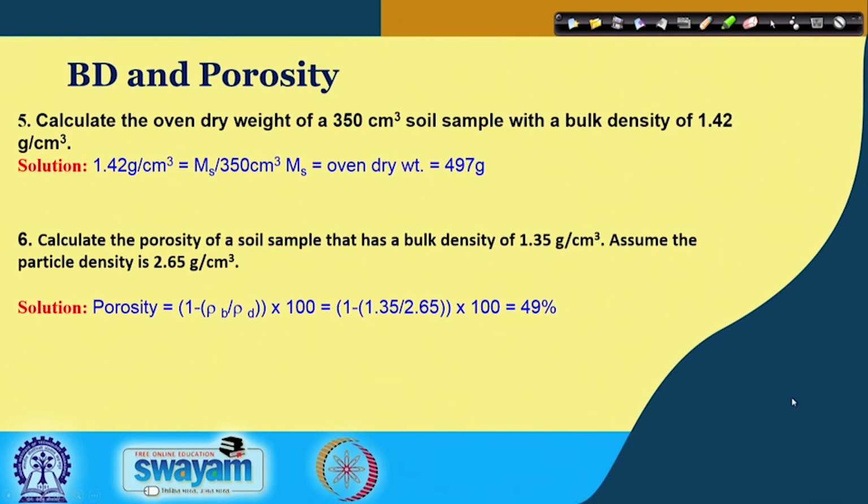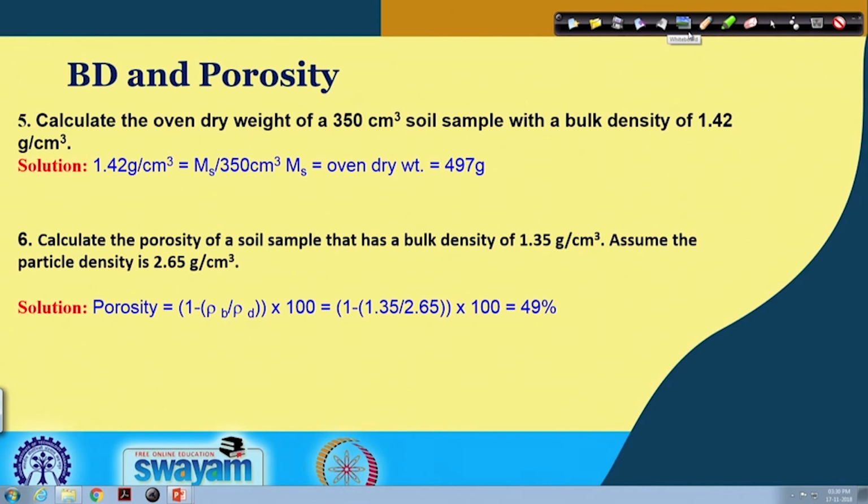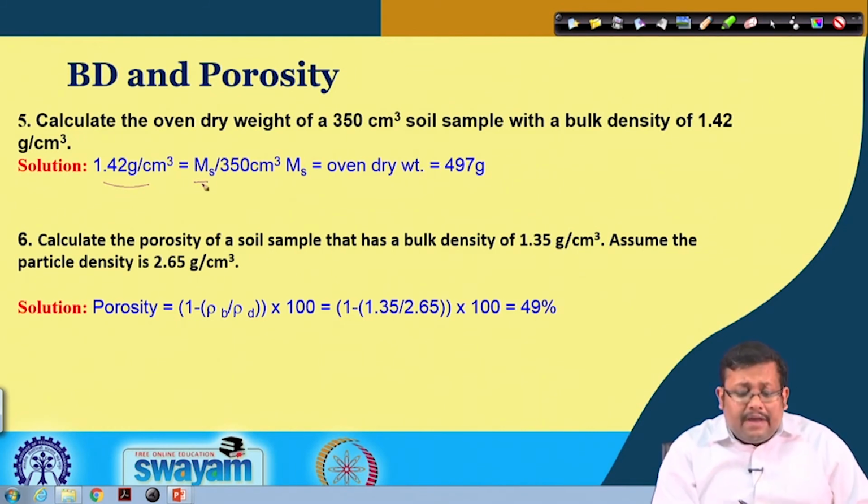The fifth problem is calculate the oven dry weight of a 350 cubic centimeter soil sample with a bulk density of 1.42 gram per cc. Now, we already know the bulk density is 1.42 gram per cc. We do not know the mass of soil. However, we know the volume of the soil, that is 350 cubic centimeters. So, obviously, from that we can calculate the oven dry weight, which is 497 grams.